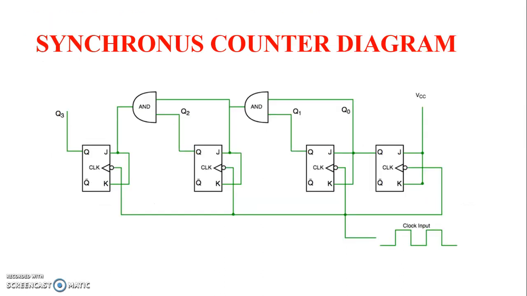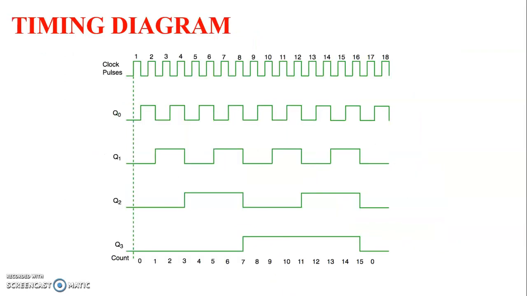This is an example diagram of a synchronous counter. Here the clock pulse of all the flip-flops is the same, so it will produce the output in a parallel manner. This is the timing diagram of the synchronous counter.